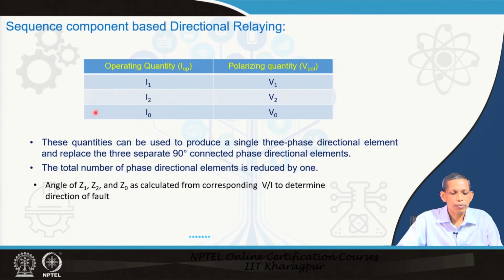With this scenario, sequence component based directional principles are being applied. There the operating quantity is I1 and the polarizing or reference quantity is V1; similarly I2, V2, I0, V0. These quantities can be used to produce different relaying principles faithfully. We will see them one by one.